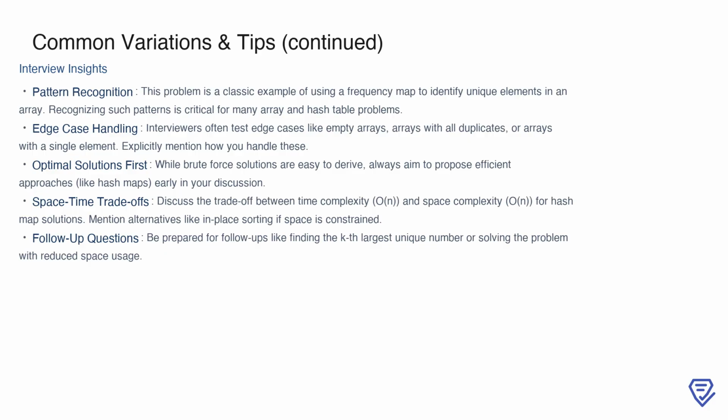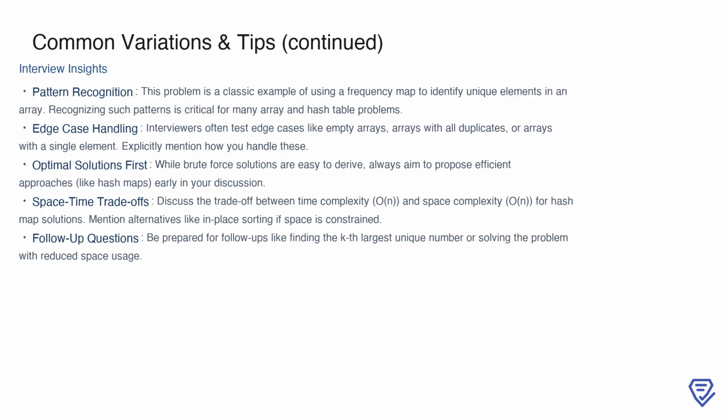It's also a good idea to prioritize optimal solutions, like using hash maps, early in your discussion. While brute force approaches are simpler to derive, they may not be efficient enough. Discussing space-time trade-offs is another way to show your understanding. For example, while a hash map offers O(n) time complexity, it also requires O(n) space. If space constraints are a concern, you might propose alternatives like in-place sorting.